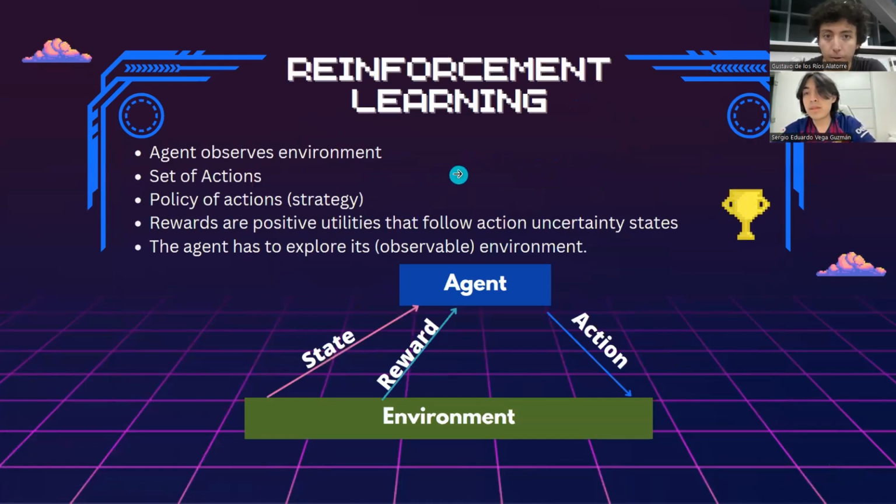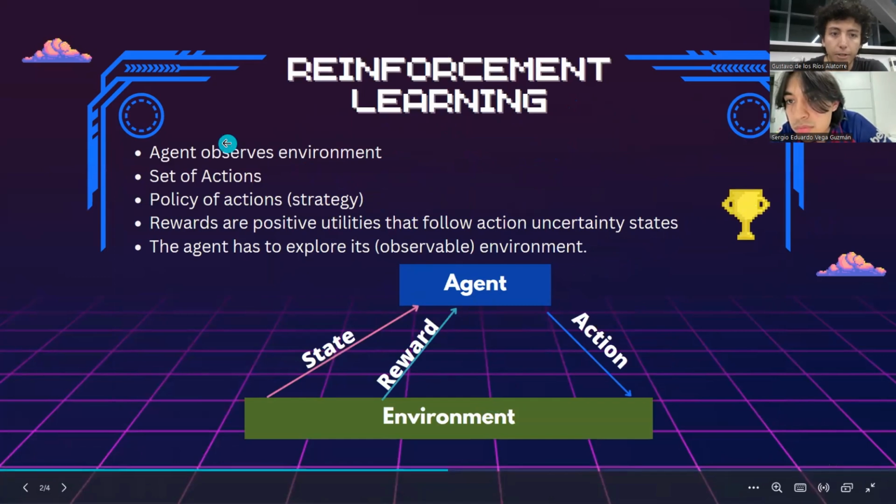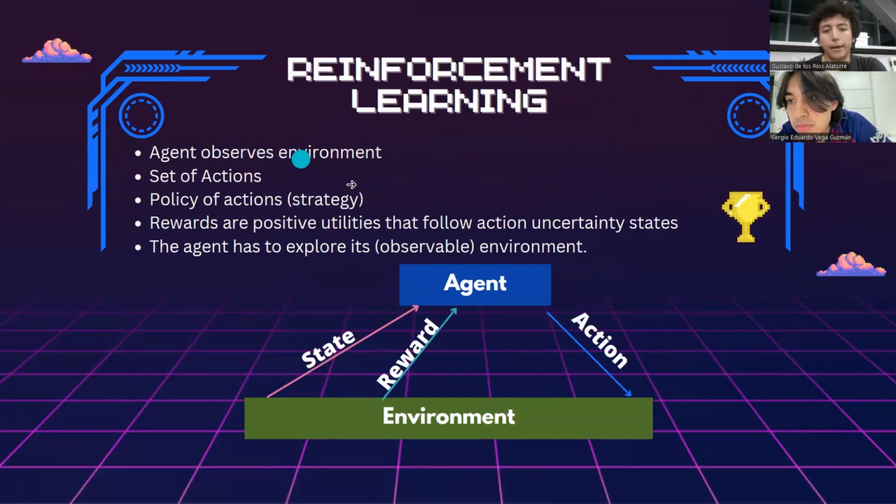Now, before explaining what Q-Learning is, we need to go over reinforcement learning, which is a machine learning technique of unsupervised learning, which involves an agent and its environment. The agent has to observe its environment and counts with a set of actions that are governed by a policy, which gives a reward based on the action that the agent takes reacting to its environment. Rewards are usually positive and follow the action of uncertainty states in case that the agent does the right action to keep exploring its environment.